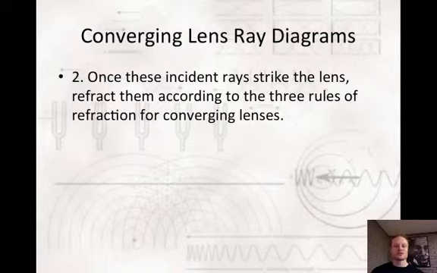Once these incident rays strike the lens, refract them according to the 3 rules of refraction for a converging lens. That was talked about in a previous lesson. So if you need to refresh your memory on what those 3 rules are, you may want to check that out because those are important. But I'll go through them when I do some examples shortly.